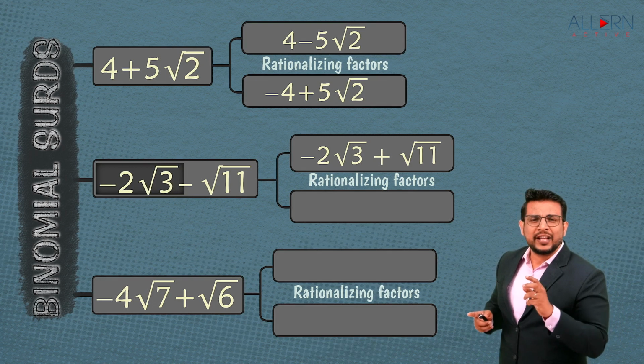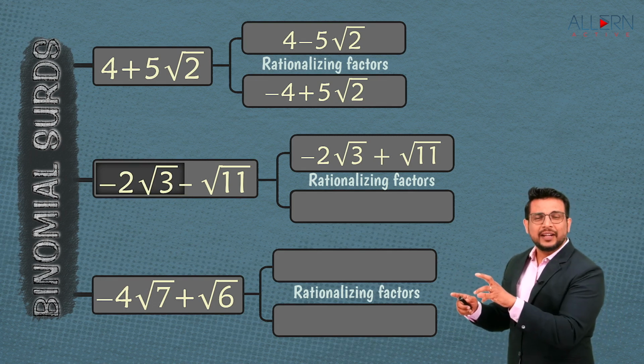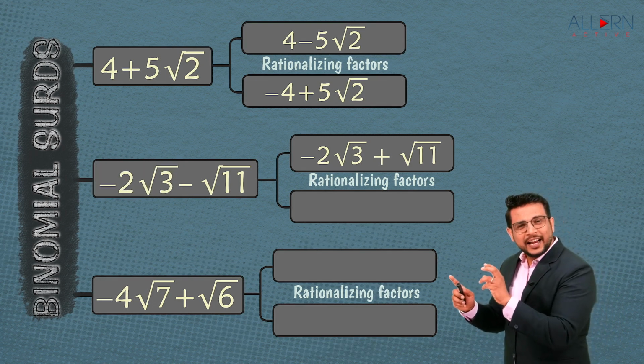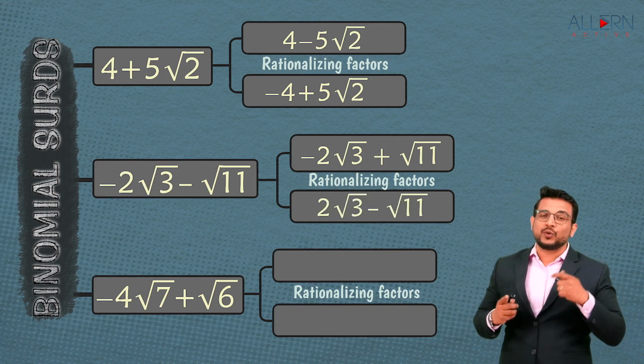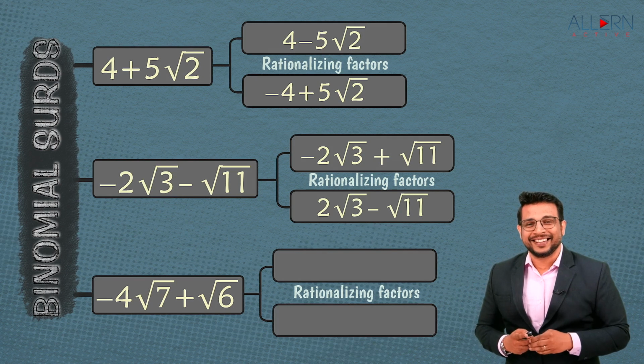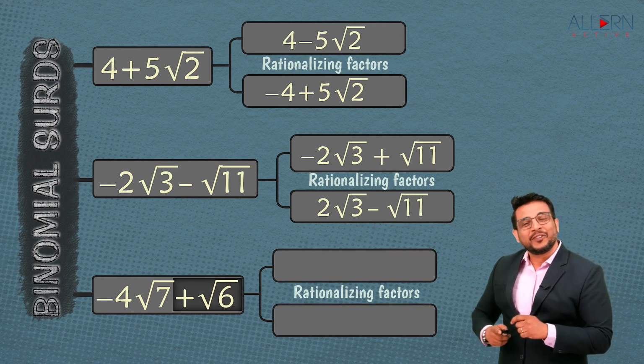Same way, you'll say there is one more rationalizing factor. What is that? I'll change the sign of the first term there, for minus 2 root 3. I'll change that, so that becomes plus. That means the other rationalizing factor is 2 root 3 minus root 11. Isn't that easy? Let's do for the last one there.